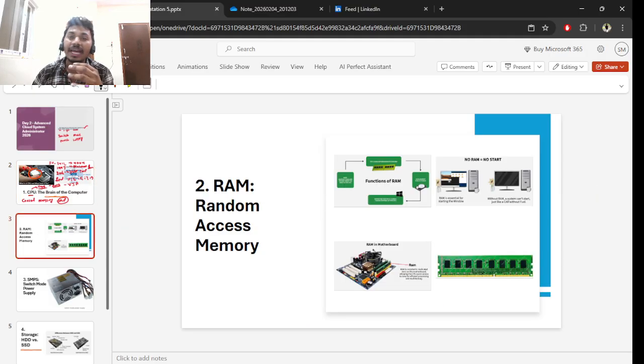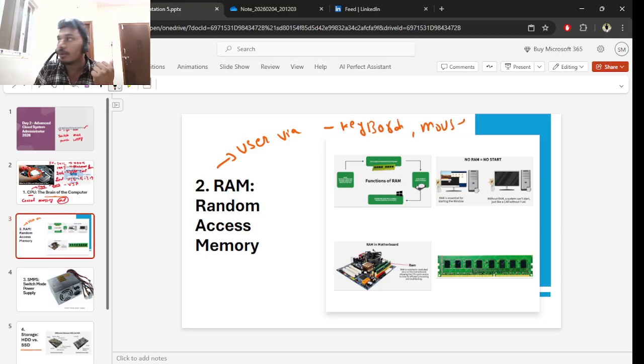Then the second one is the RAM, that is Random Access Memory, which is responsible for taking the instructions provided by the user via keyboard or mouse, etc., and feeding them to the processor, that is the CPU.